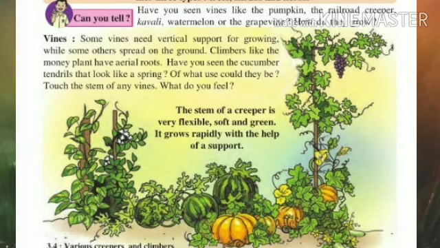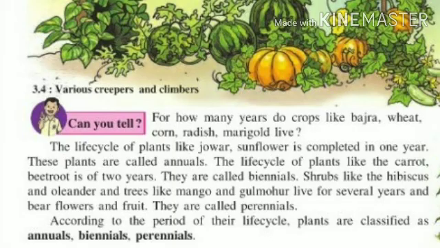Some vines need vertical support for growing, while some others spread on the ground. Climbers like the money plant have aerial roots. Have you seen the cucumber tendrils that look like a spring? Of what use might they be? Touch the stem of any vines. What do you feel? Think on it students.